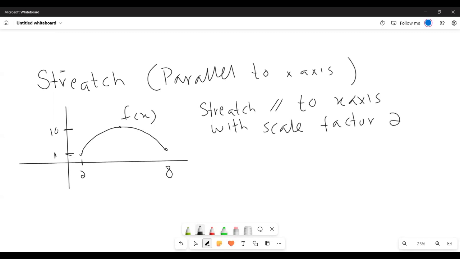Now what happens is that the value of y stays the same, but the value of x changes. And how are you going to represent it in the form of g(x)? g(x) will now be f(half of x). And where did this half come from? You have to take the reciprocal of the scale factor. So g(x) equals f(half x).